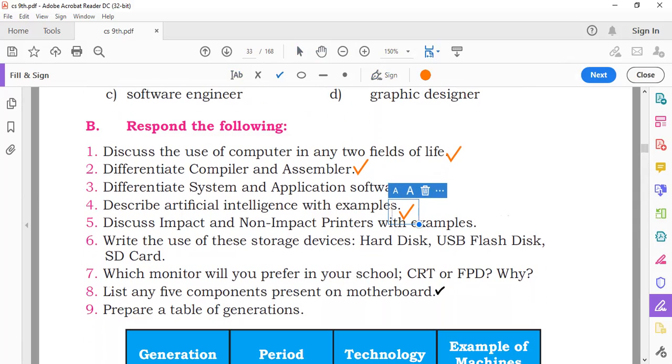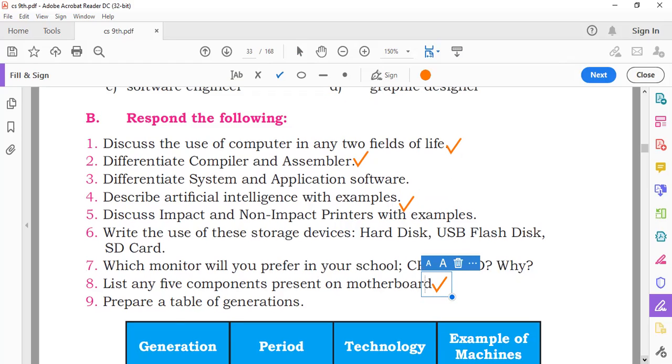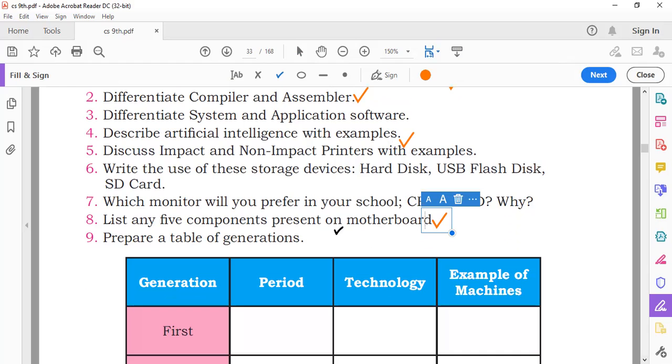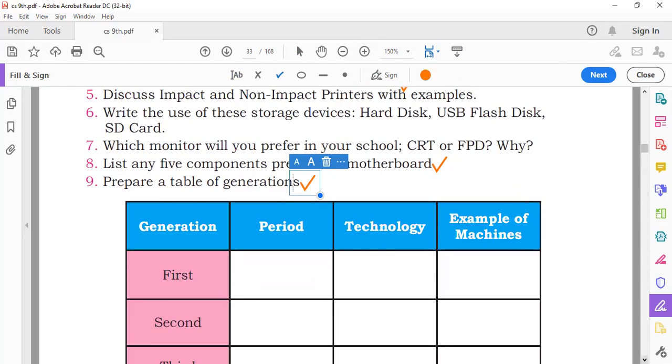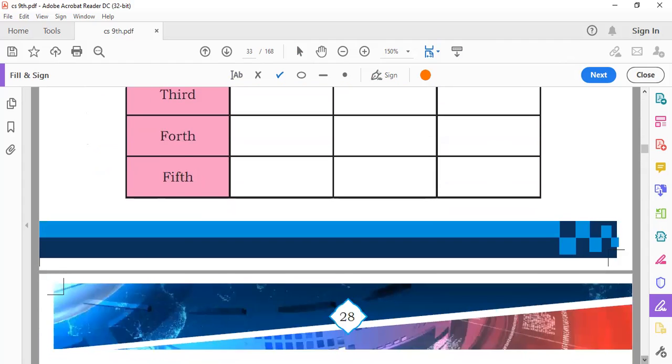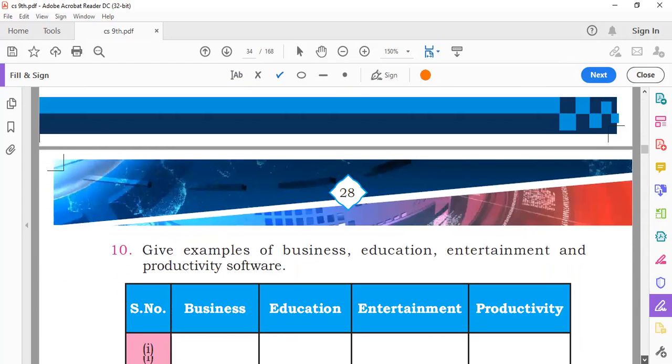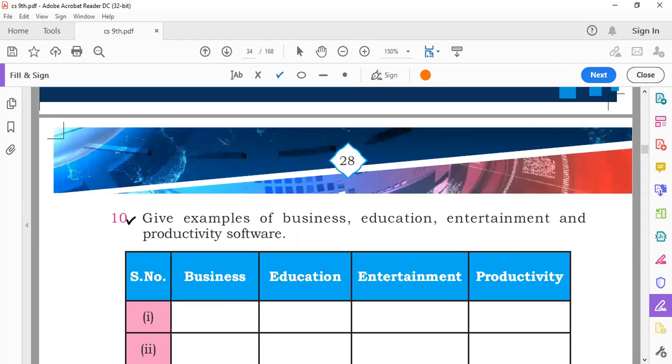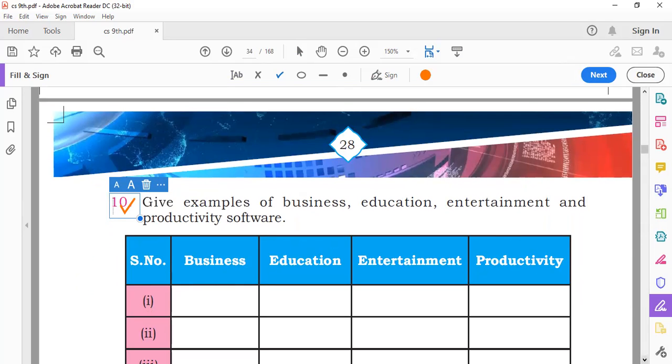And this one: list any 5 components present on the motherboard, which we covered today. And then this is the important question: prepare a table of generations. This is a very important question you need to keep in mind. And this question: give examples of business, education, entertainment and productivity software.